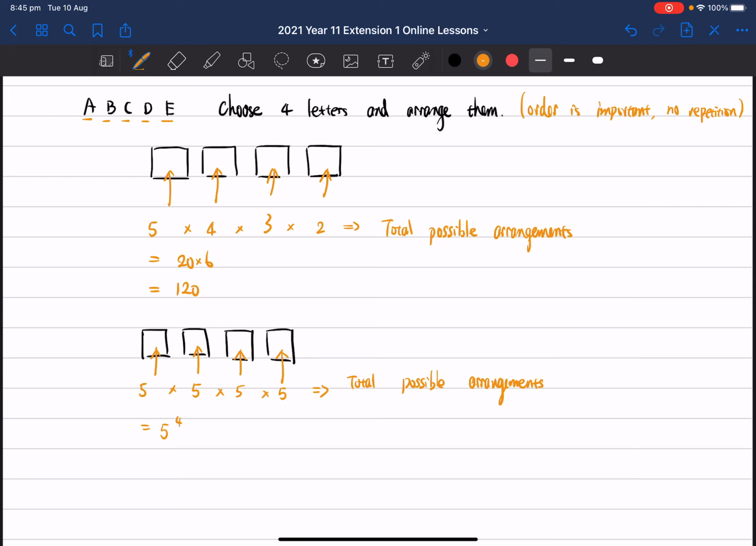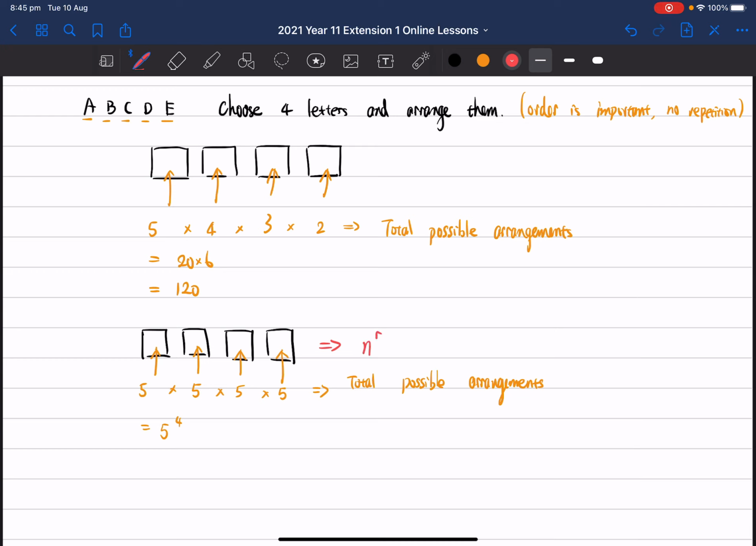There is a formula that you can use. For example, suppose that we have R-letter words that are formed from N distinct letters. If repetition is allowed, then the formula describing this situation is N to the power of R.